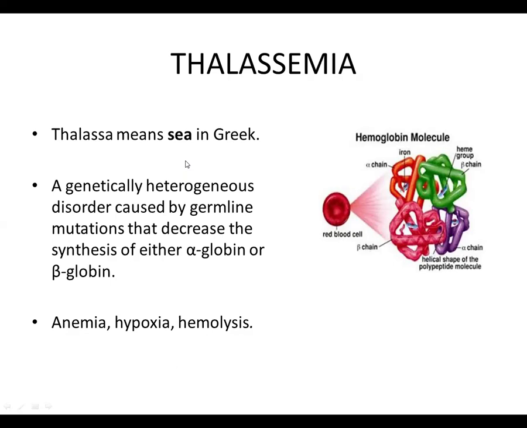The hemoglobin molecule is formed by two alpha globin molecules and two beta chain molecules. So, if the synthesis of alpha globin is reduced, beta globin becomes in excess. Similarly, if the synthesis of beta globin chain is reduced, alpha globin chain becomes in excess. This results in anemia, hypoxia, and hemolysis.